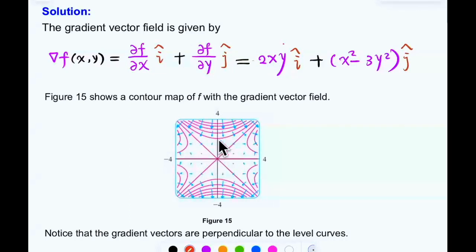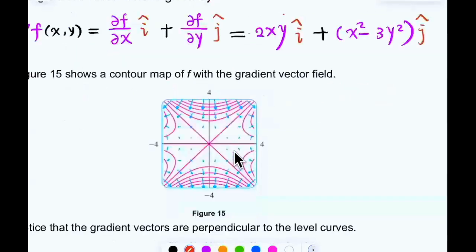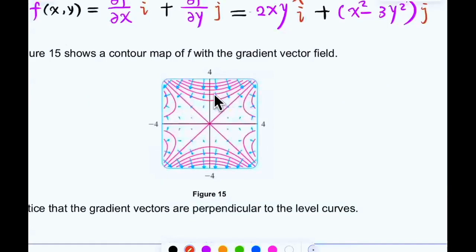Okay. And also, what do you notice? The gradient vectors, the blue arrows, are orthogonal to the level curves. The pink ones here are the level curves of this scalar function. Now look at the blue one: it is perpendicular to the level curve, right? So it forms a 90-degree angle with the level curve right here. Okay.